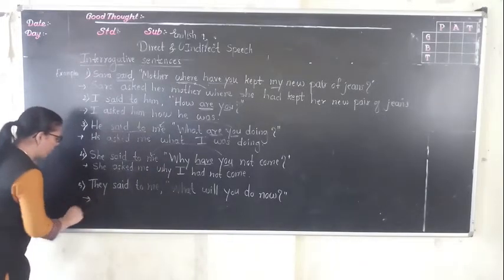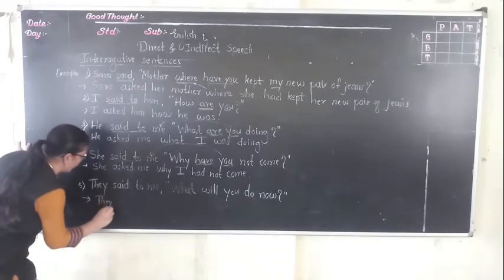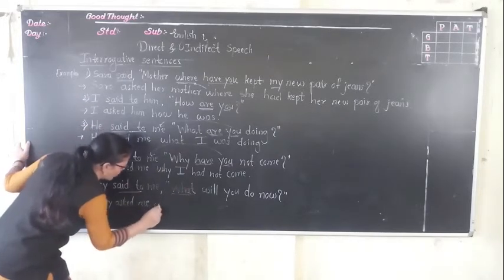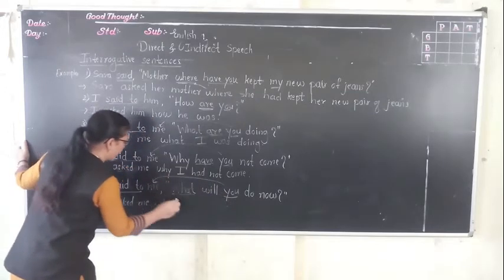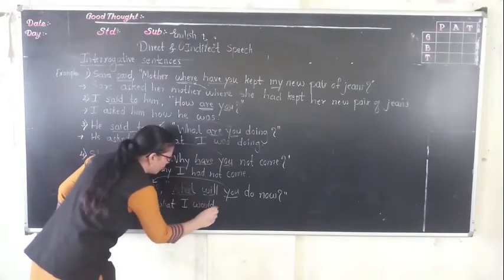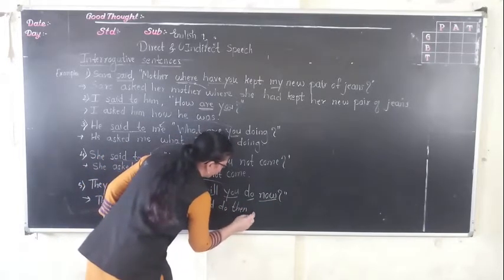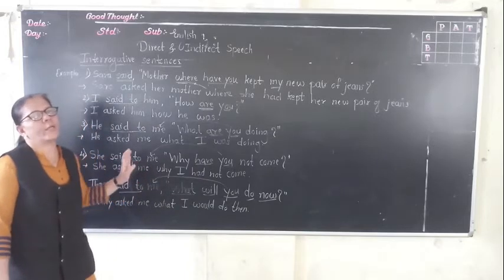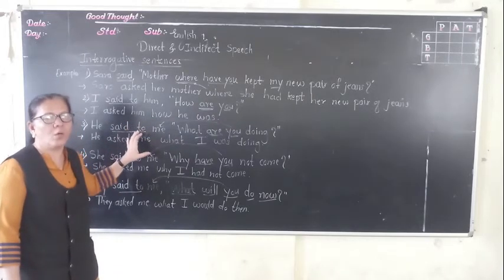Next example, they said to me, what will you do now? So they asked me, WH word what? Subject you changes according to the object. I. "Will" changes to "would". "Now" changes to "then". Okay, in this way you have to change interrogative sentences which begin with interrogative words, that is WH words.